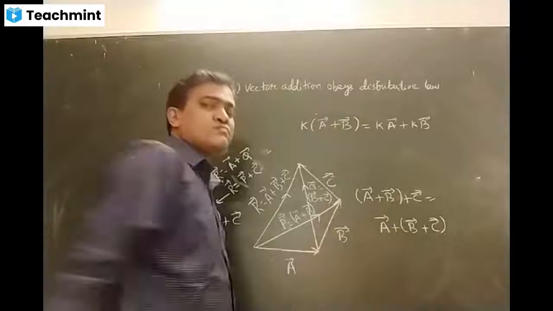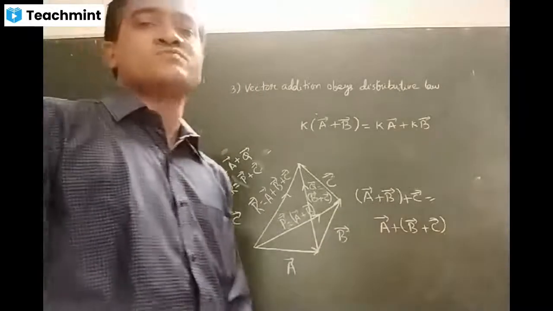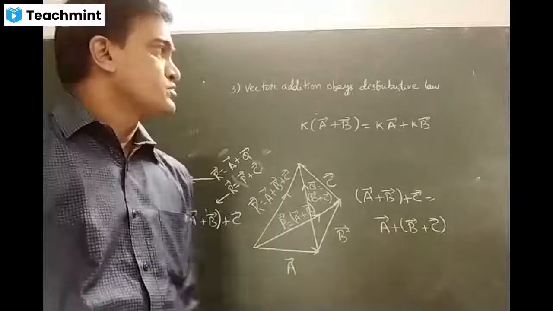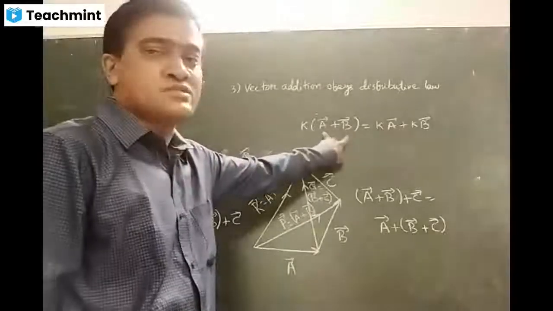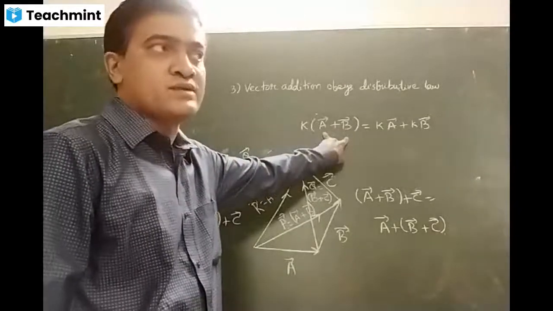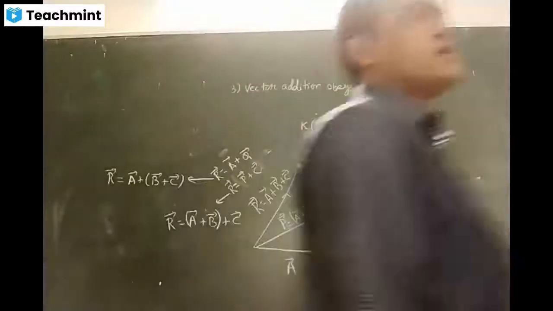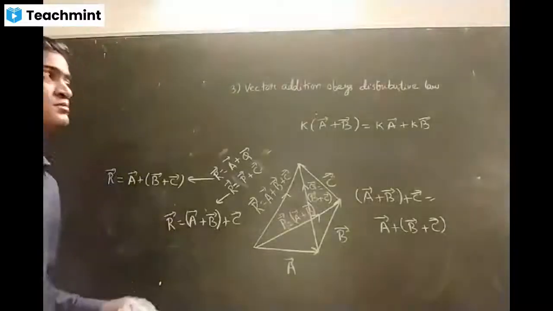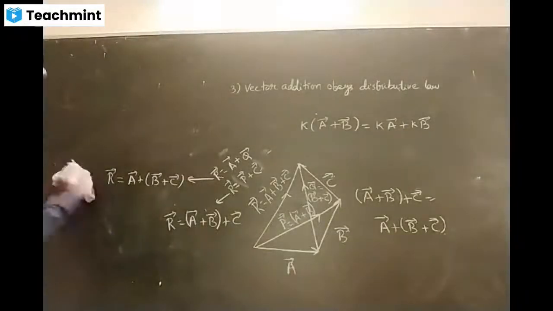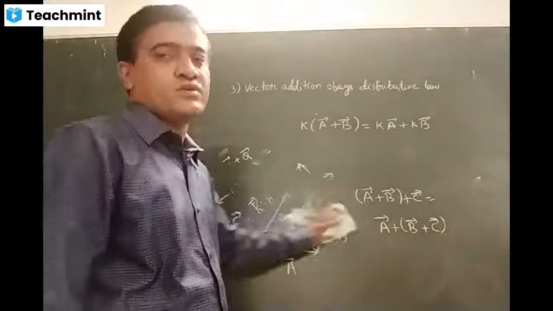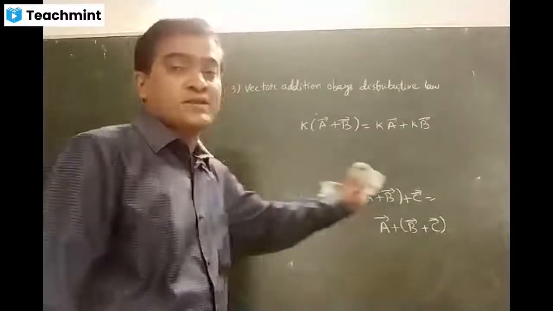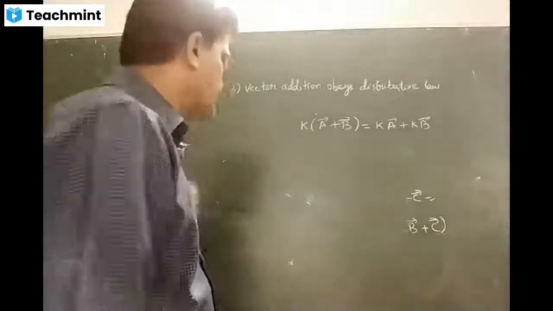Yes, sir. This is the law which you have studied in mathematics, which is called the distributive law. So a scalar multiplied by the sum of two vectors gives K A bar plus K B bar. So this is about distributive law. And like this, we have subtraction of vectors, laws of vector subtraction, that we'll discuss in the next class.